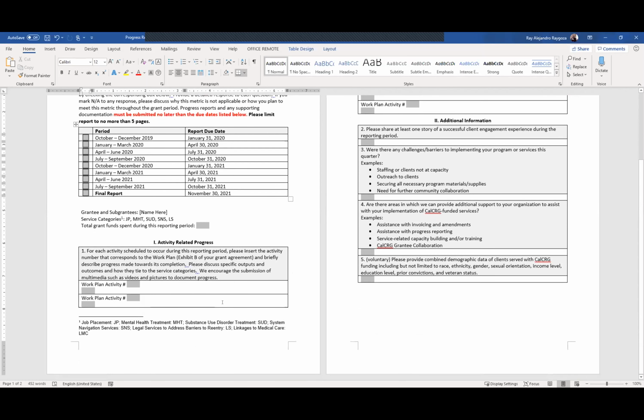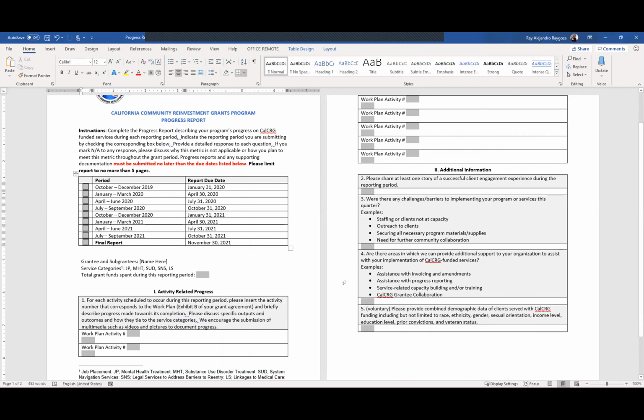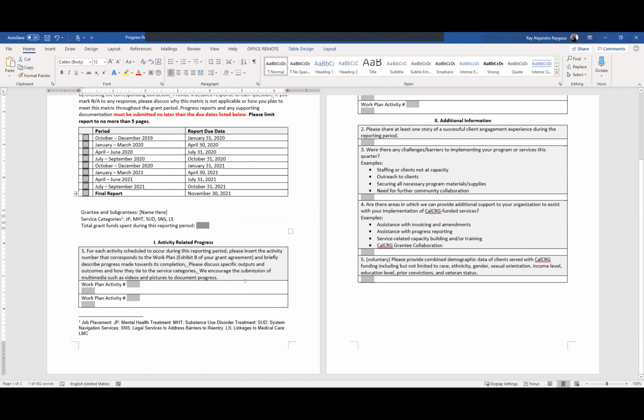Now, we do ask that you not leave any of these gray boxes blank, and that you fill them in. In this case, please enter the total grant funds that were spent during the reporting period. It is good information for us. We received a couple of reports where this portion was left blank, and I can see it may be a little bit easy to overlook or miss. So it is there. Please fill that in.